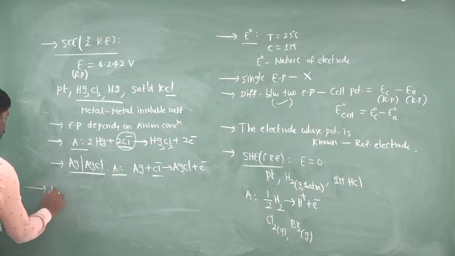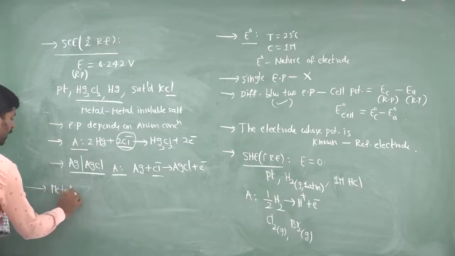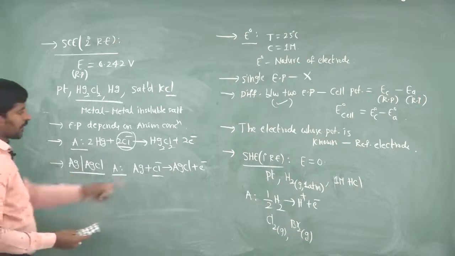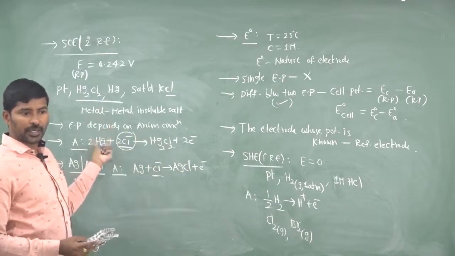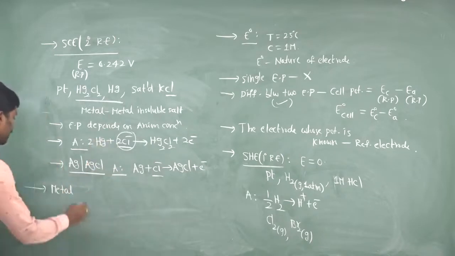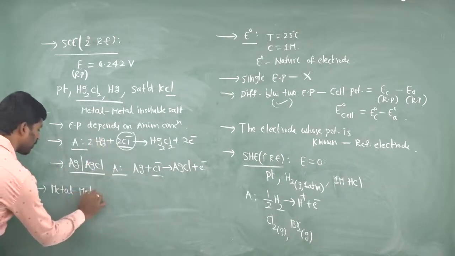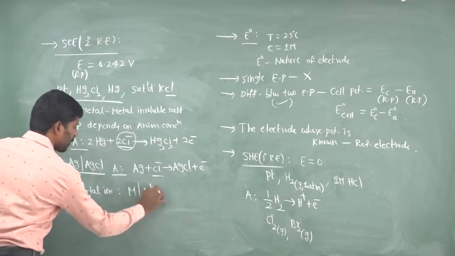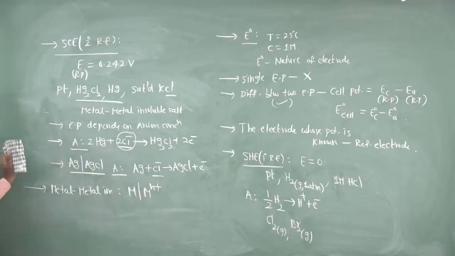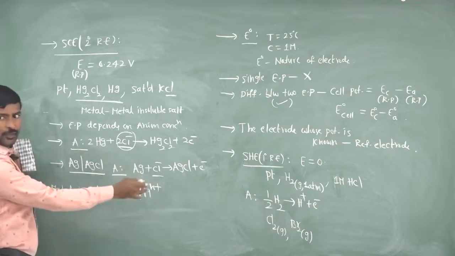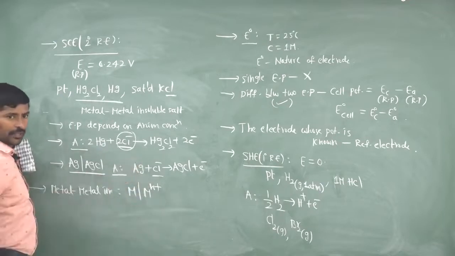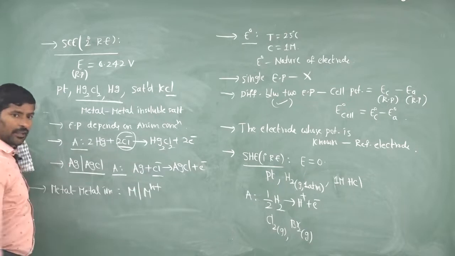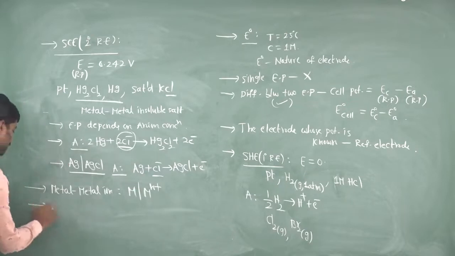Some other electrodes we have; totally we have 5 types of electrodes. One is the gas electrode, next the metal insoluble salt electrode, and next the metal ion electrode, that is M n plus only, for example Ag plus, Zn2 plus, copper 2 plus. All those come under metal ion electrodes. This is the third type.